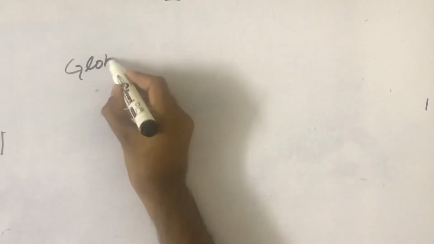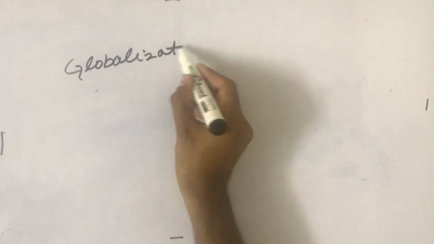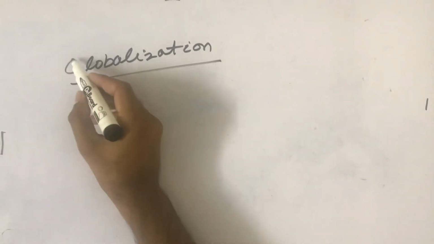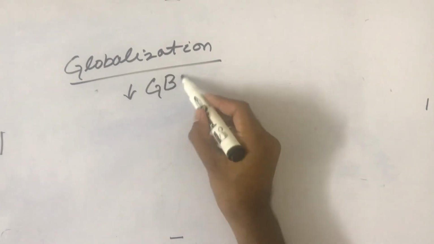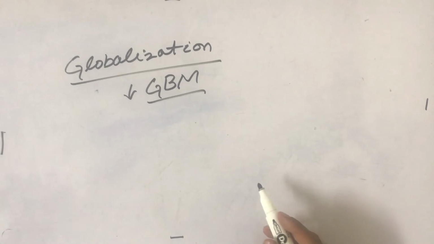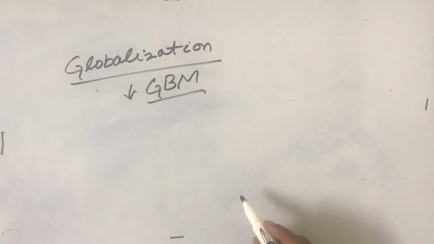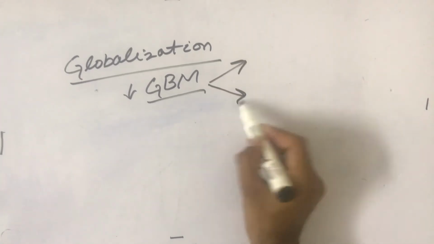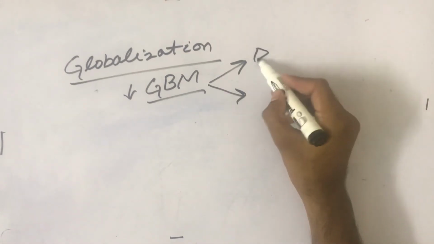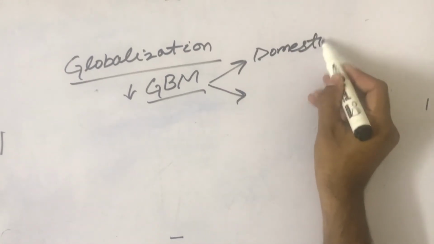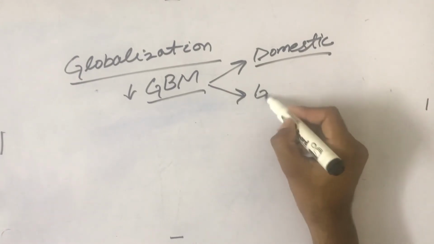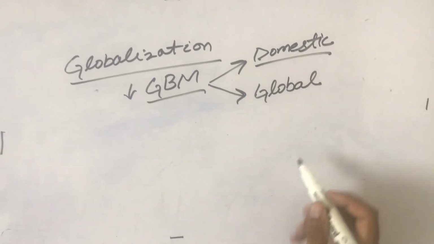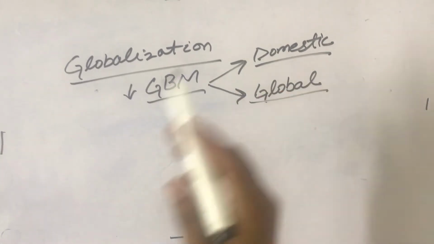Today we will talk about the concept of globalization. Basically, it is a diverse topic and it is the subject of global business management: how we manage the business in the global environment. First of all, we used to talk about the domestic environment. And now we're going to talk about the global environment, where we are going to operate beyond the national boundaries.